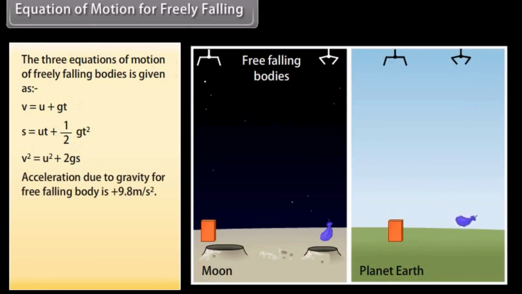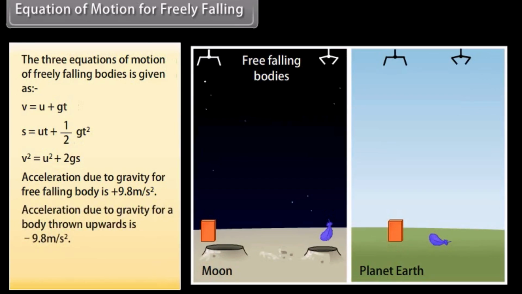Acceleration due to gravity for a freely falling body is plus 9.8 meters per second square. Acceleration due to gravity for a body thrown upwards is minus 9.8 meters per second square. The weight of an object on the moon is 1/6th.